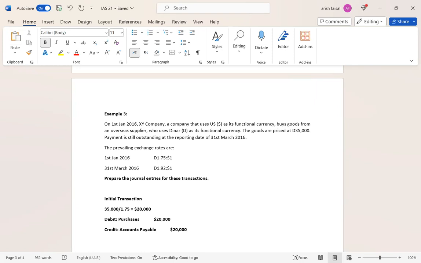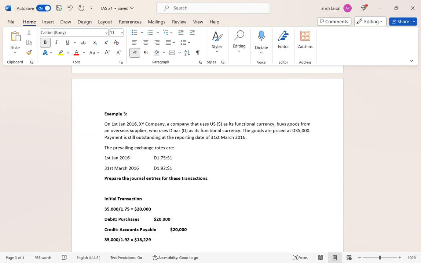And you will see that if there is any difference in the liability, you have to treat it as a foreign exchange gain or loss in the income statement. So in this case, for example, again, I have to retranslate it: 35,000 divided by the rate at the end of the year, which is 1.92 dinars to $1. So 35,000 divided by 1.92, you get 18,229. So again, in this case, your liability has gone down, sorry. So there would be an exchange gain.